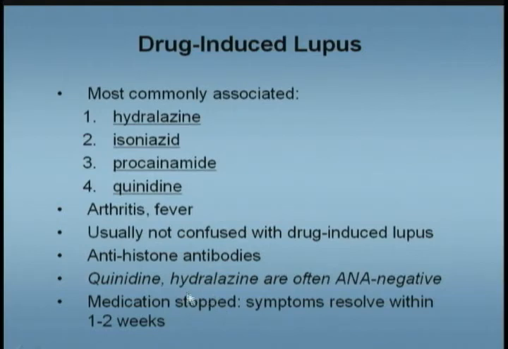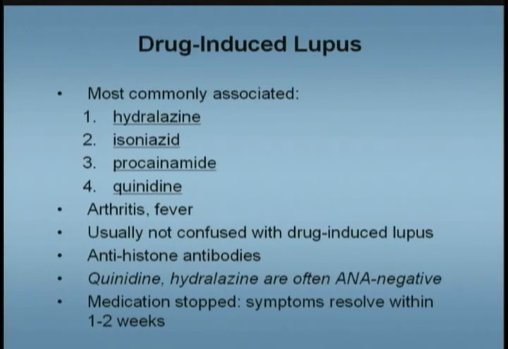It is very common for quinidine and hydralazine to often cause anti-nuclear antibody negative lupus, and the antihistone is negative. So think about that. You don't have to have antihistone antibodies. Really, the diagnosis is made by stopping the medication that you think is the culprit, and then after about 1 to 2 weeks, the lupus basically goes away. If it doesn't go away, this is not drug-induced lupus. This is something else, or it's systemic lupus.